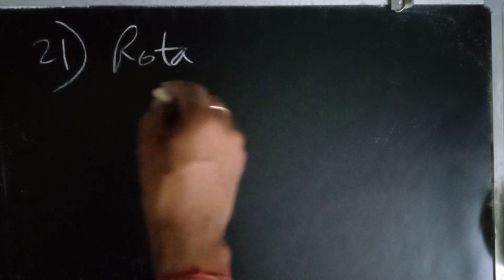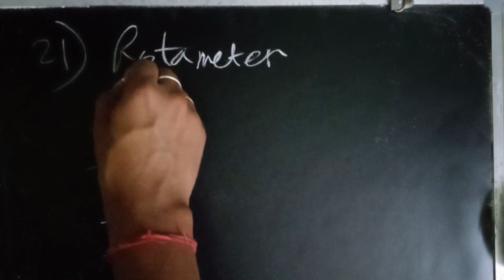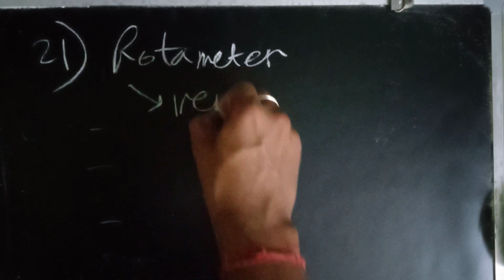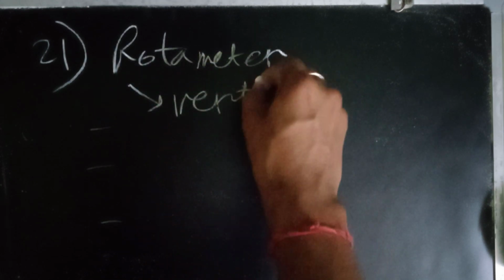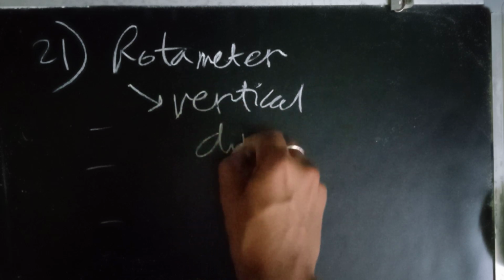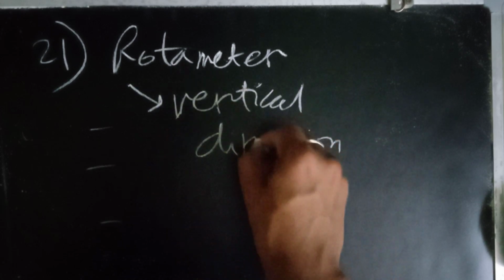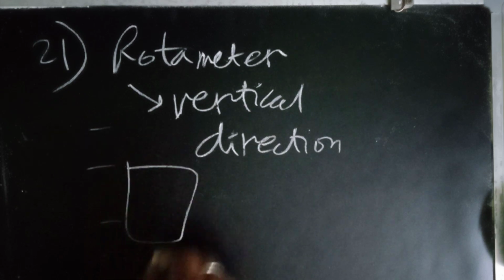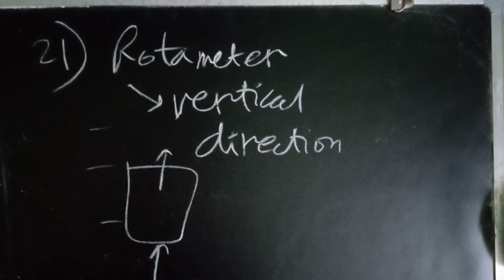Now the 21st question was again on rotameter. It was not on rotameter. There were 4 options given and we have to select the correct option. So the right option was that the rotameter is arranged in the vertical direction, where the fluid goes from bottom to up. That was the right answer. The options, if anyone knows, then I request they can write down in the comments.